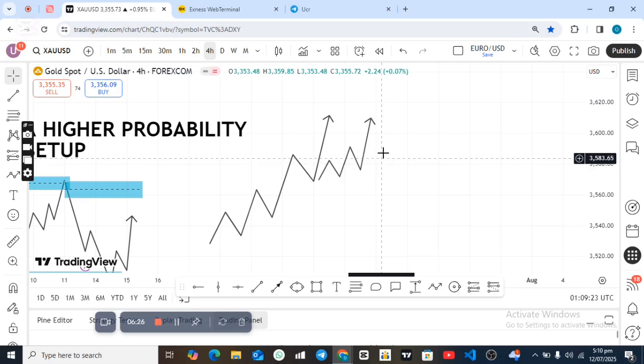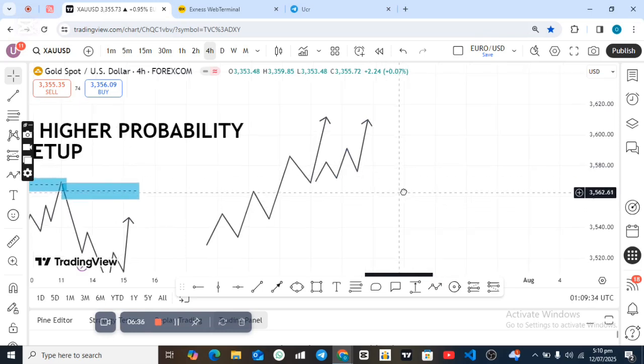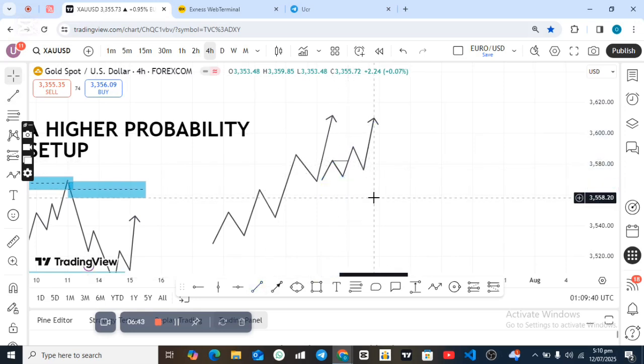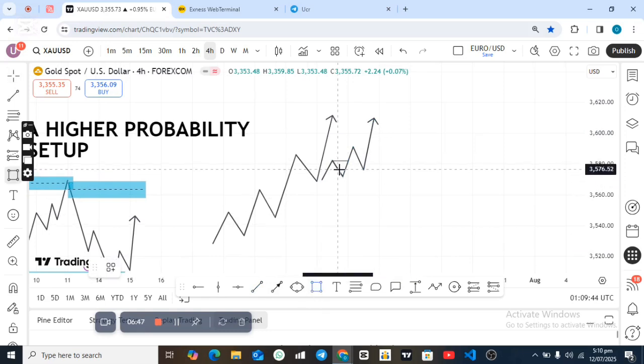So where should your zone be now? You mark the extreme point of interest, the unmitigated zone. I always say this, the unmitigated zone. As you can see, from here price had a BOS on a 4-hour time frame. So even if somebody said you should mark your POI, the POI was the last candle that led to that impulsive movement. You can see it has already been mitigated.